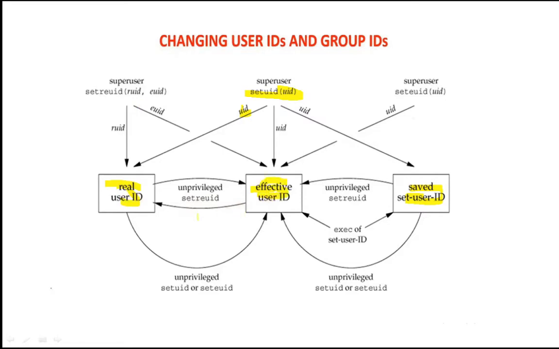Here the unprivileged processes have to swap between the real user ID and the effective user ID. Then next is seteuid, set effective user ID. Here also you are able to swap between the effective user ID and the saved set-user-ID. Here unprivileged processes are going to swap between the effective user ID and the saved set-user-ID. Even this will get executed by using the exec function here.